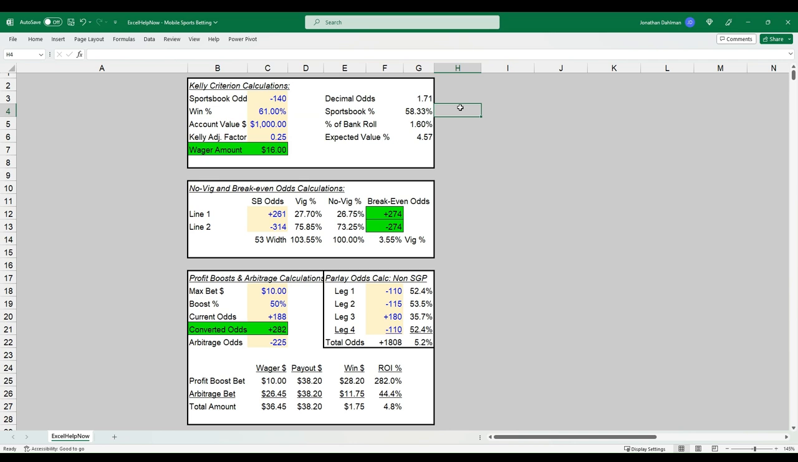In this video, I'm going to be sharing how to utilize this 100% free mobile sports betting model that can be accessed via the link in the description.